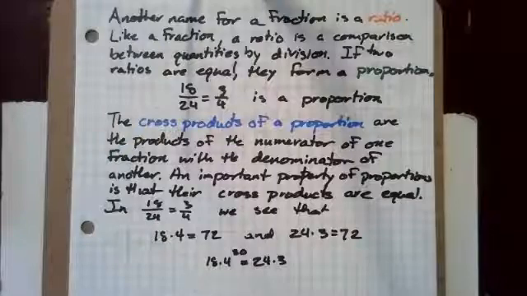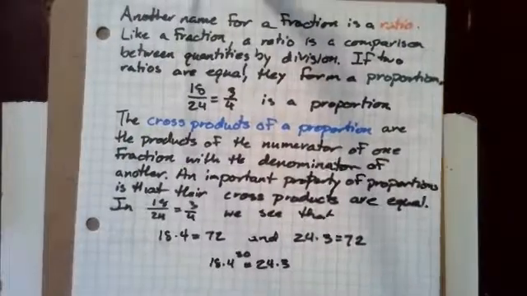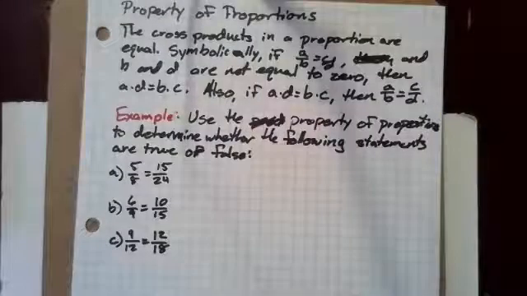An important property of proportions is that their cross products are equal. In 18 over 24 equals 3/4, we see that 18 times 4 is 72, and 24 times 3 is 72. So 18 times 4 is equal to 24 times 3. The cross products in a proportion are equal. Symbolically, if A divided by B is equal to C divided by D, and B and D are not equal to 0, then A times D equals B times C. Also, if A times D equals B times C, then A divided by B equals C divided by D.